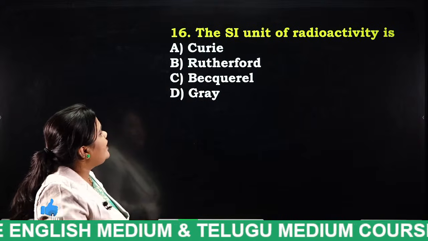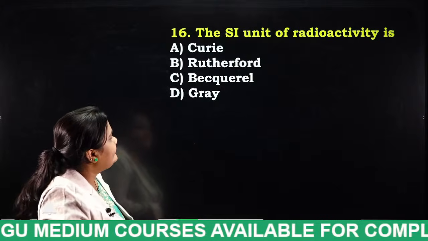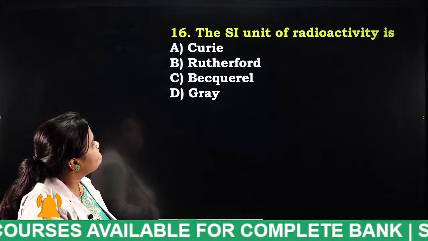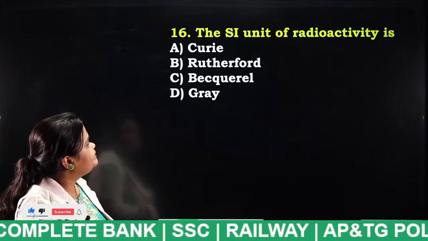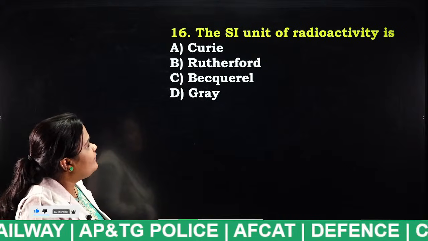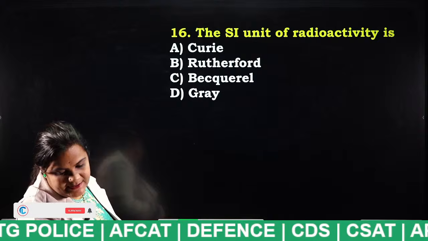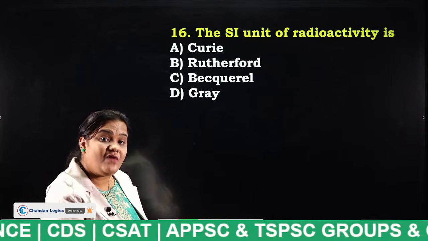The SI unit of radioactivity is Curie, Rutherford, Becquerel, Gray. The SI unit of radioactivity is, and tell me, Becquerel is the unit of which?